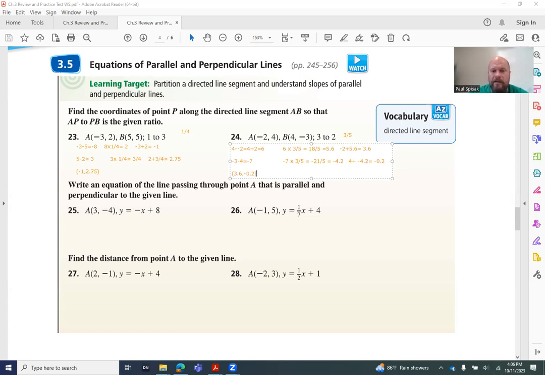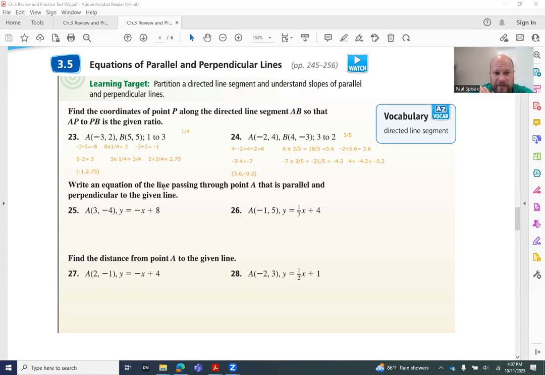Now, the good news is we don't have to do this one on the test. So I am not putting any type of directed line segment, proportion, partitioning, whatever you want to call this. It's not going to be on the test. Now, will you see it on an exam or on the AOC? Yeah, it most likely will. They usually have at least one of those questions, but again, won't be on this test.